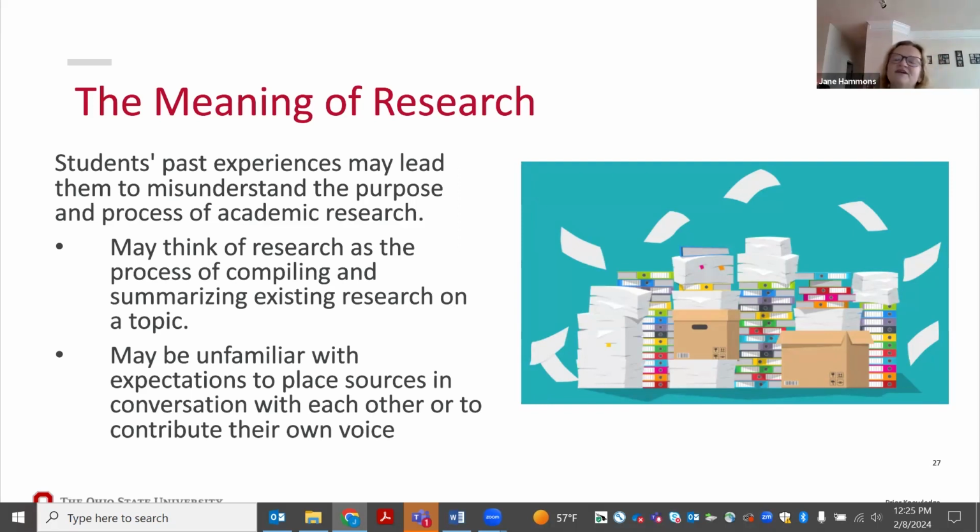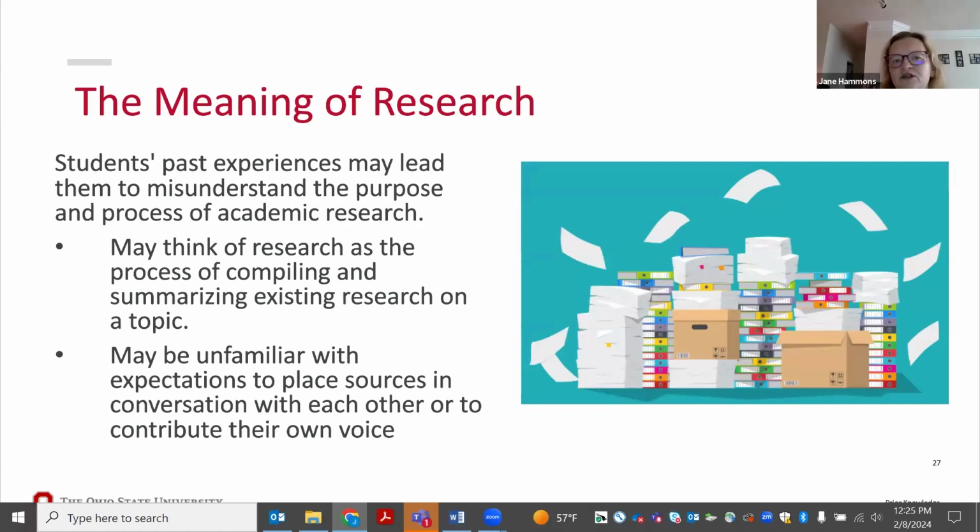Yeah. So a couple of things that I wanted to highlight really quickly. I think that many students may come in with a misunderstanding or a misconception about what academic research is supposed to look like, right? Students coming in from a high school background, for example, may think of research primarily as the process of compiling and summarizing existing information on a topic. Or they may have more of a traditional book report kind of perspective in mind. So many students may be unfamiliar, and they may not have the experiences that will allow them to really recognize what we mean when we talk about research in an academic context.